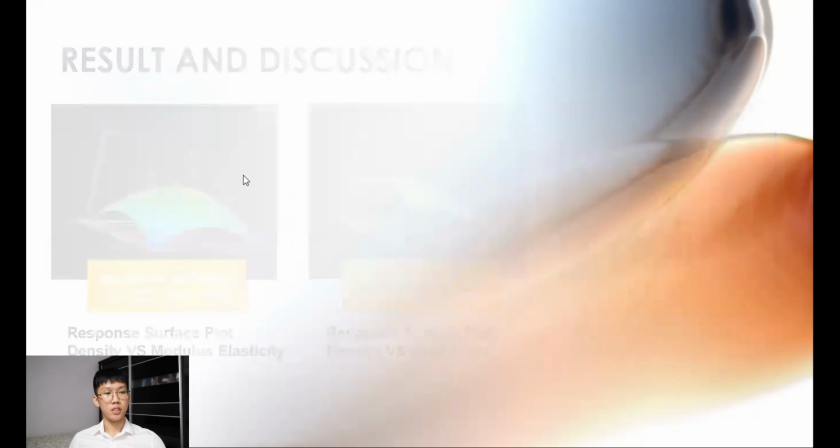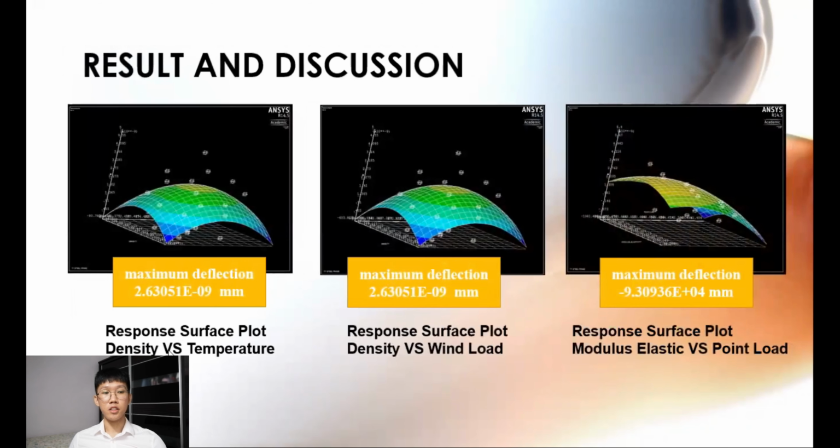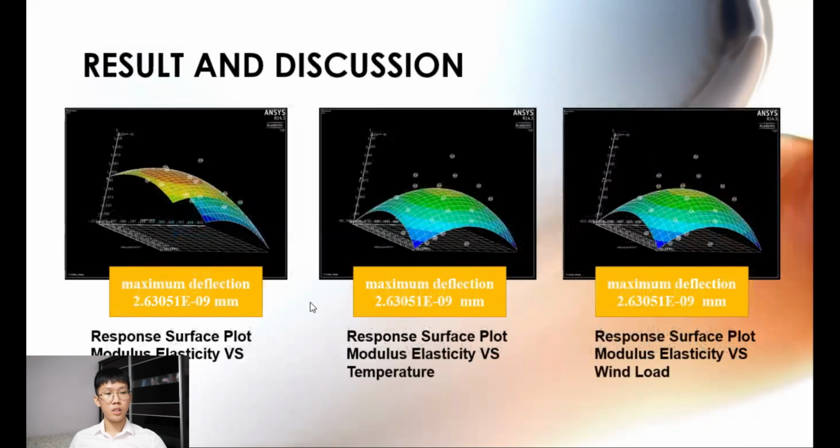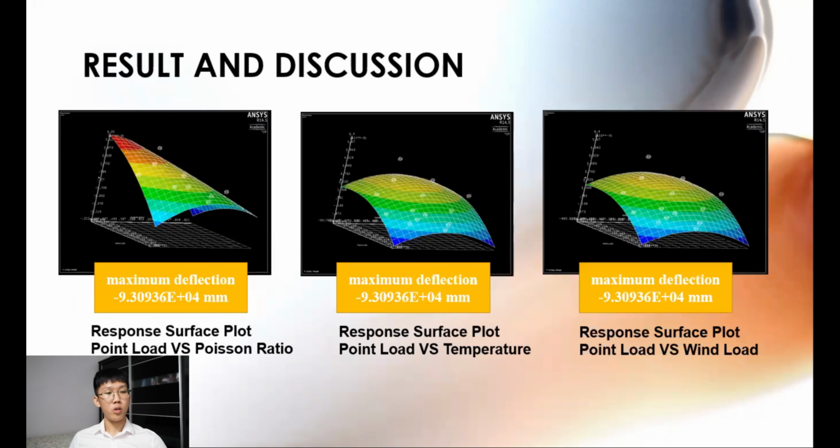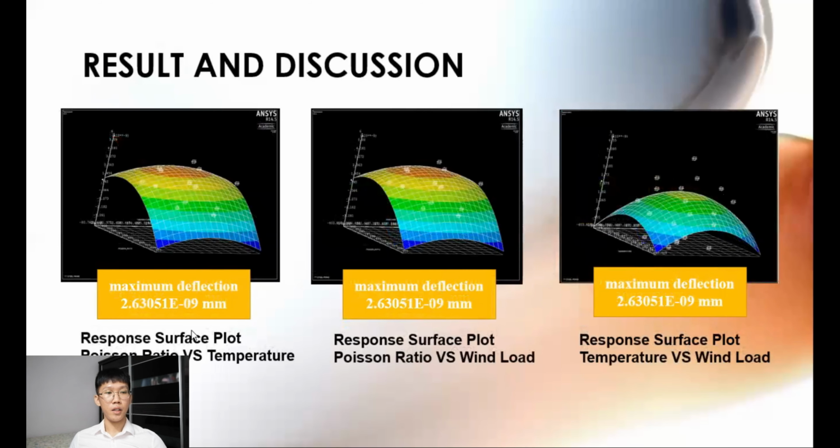Next, we can see the different ones. This is the density versus temperature, the density versus wind load, modulus elastic versus point load, the modulus elastic versus Poisson ratio, the modulus elastic versus temperature, the modulus elastic versus wind load, the point load versus Poisson ratio, the point load versus temperature, the point load versus wind load, the Poisson ratio versus temperature, the Poisson ratio versus wind load, the temperature versus wind load.